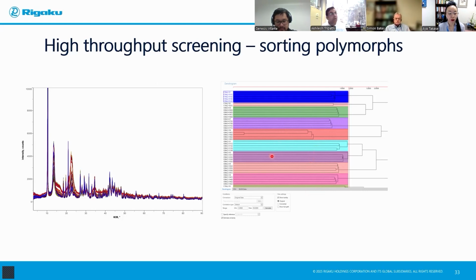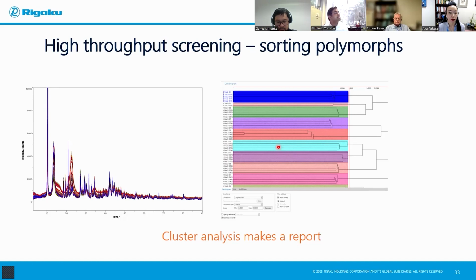So you are grouping the data in terms of similarity, and that can go into a relevant program such as powder diffraction analysis software and be analyzed automatically, and a report is generated. So you can sort polymorphs by approaching cluster analysis, and you can make a report.